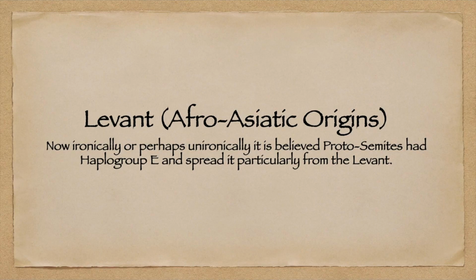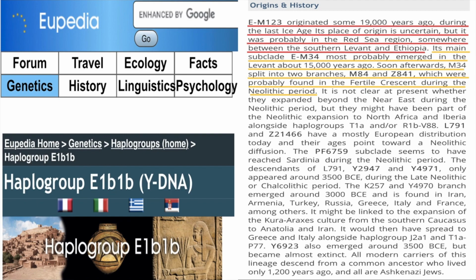Now, ironically, or perhaps unironically, it is believed that Proto-Semites had haplogroup E and spread it particularly from the Levant. Here's a study that actually says this. E-M123 originated some 19,000 years ago during the last ice age. Its place of origin is uncertain, but it was probably in the Red Sea region, somewhere between the southern Levant and Ethiopia. Its main subclade, E-M34, most probably emerged in the Levant about 15,000 years ago. Soon afterwards, M34 split into two branches, M84 and Z841, which were probably found in the Fertile Crescent during the Neolithic period.